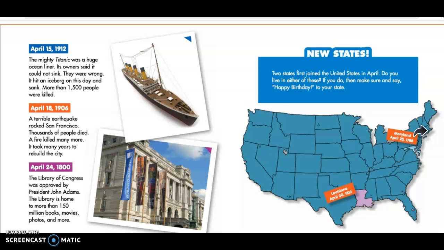April 24, 1800, the Library of Congress was approved by President John Adams. The library is home to more than 150 million books, movies, photos, and more.